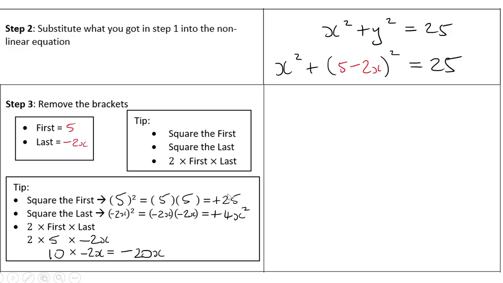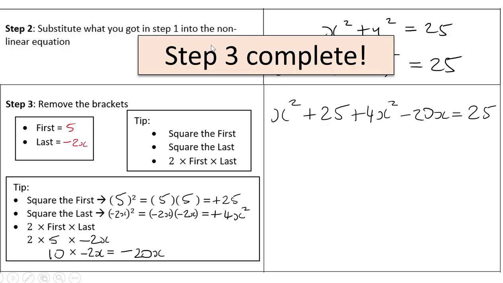Square the first, 25. Square the last, 4x squared. Twice the first times the last. So, doing this out here, this is now in your exam paper. Square the first. 5 squared is 25. Square the last. Be careful. Minus by minus is plus. 2 by 2 is 4. X by x is x squared. 2 times the first. 2 times 5 is 10. Times the last, minus 2x. Plus by minus is minus, 10 by 2 is 20, 10 by 2x is 20x, so minus 20x, equals 25.